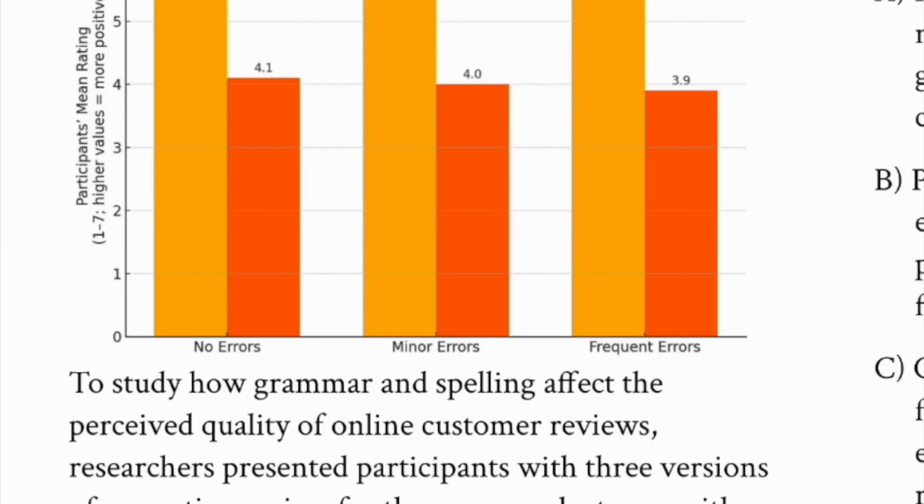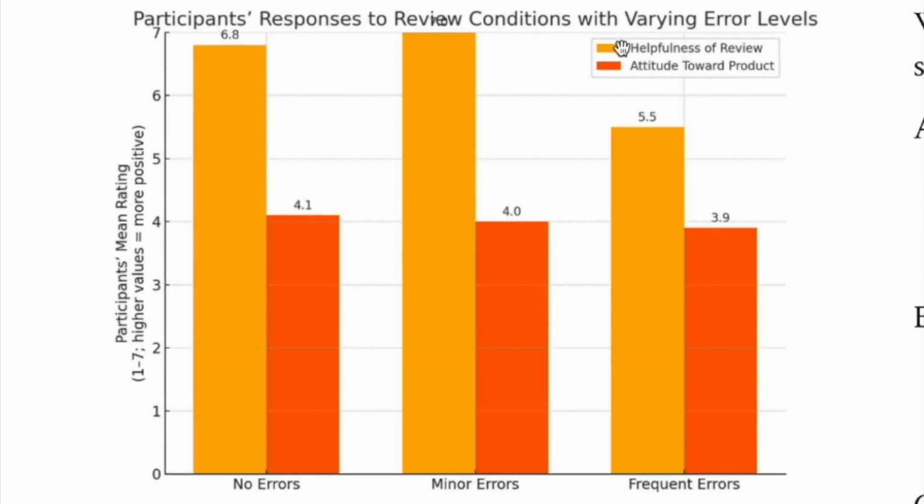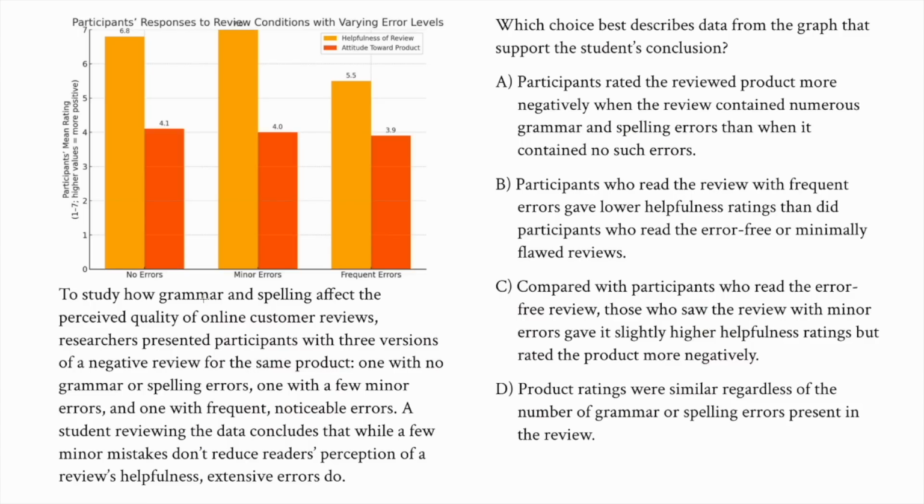If we look at the graph, if we zoom in on it, we really do need to zoom in given how small the fonts are, we see that we've got 2 bars for each of the 3 conditions. One of them is helpfulness of review, the other one is attitude toward product. And notice here that there's nothing about the attitude toward the product in the conclusion itself. In other words, the conclusion only has to do with the perception of the review's helpfulness, not the attitude toward the product. And so that means that these bars are not going to be relevant.